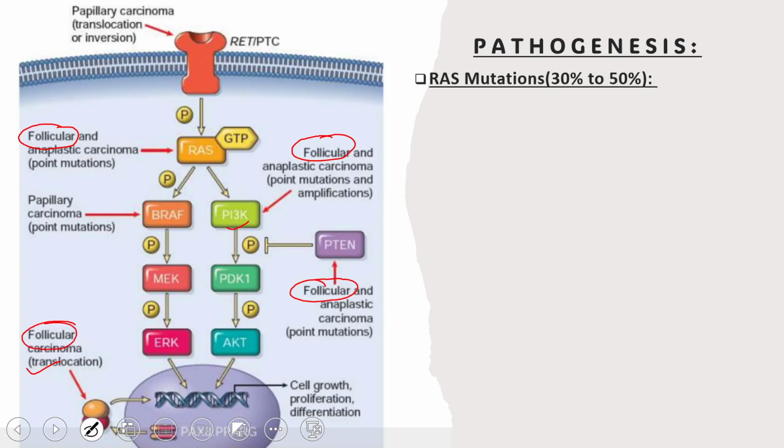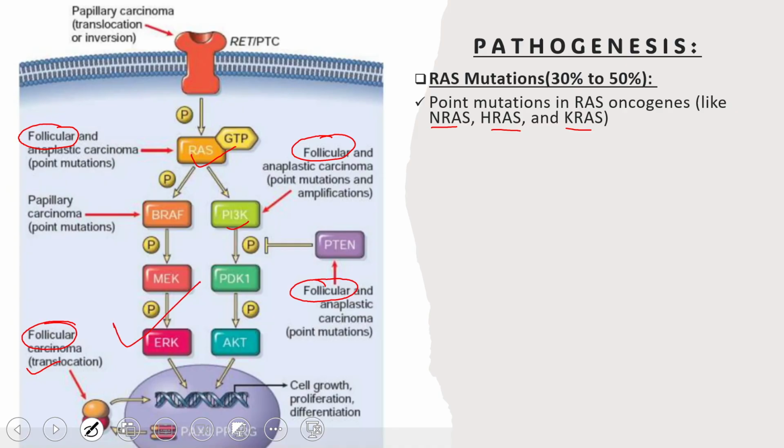RAS mutation, which we can appreciate here in the figure, accounts for 30 to 40% of the pathogenesis of this follicular thyroid carcinoma, and this mutation occurs in various RAS genes of the RAS family, like NRAS, HRAS, and KRAS. Mutation in such genes results in the overstimulation of this pathway, and eventually leads to over cell growth, proliferation, and differentiation, resulting in the follicular thyroid carcinoma.